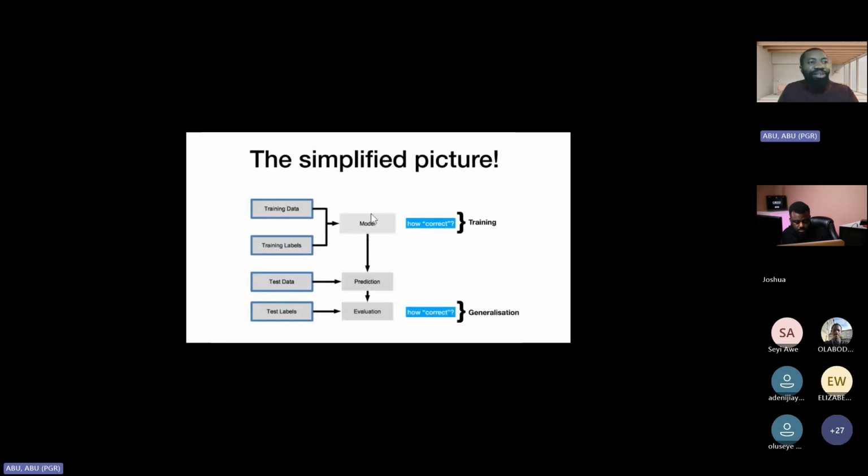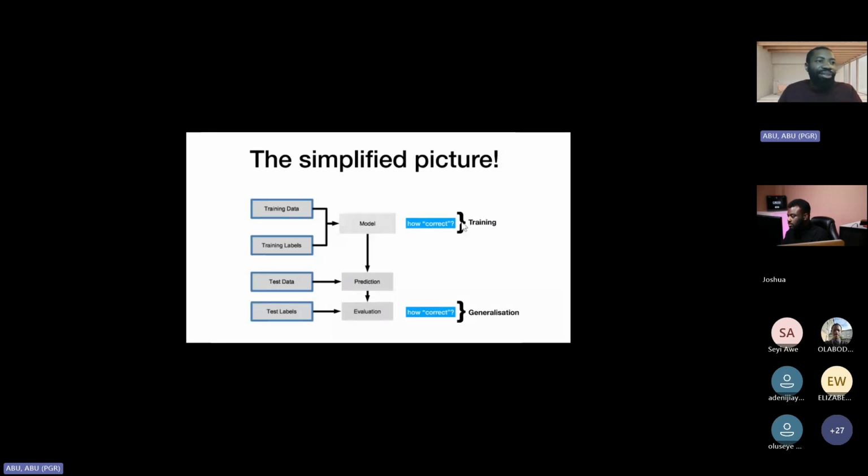So the simplified picture of machine learning: you have your training sets or training data. You have your training labels, which are the outputs. So you have the inputs and the outputs, and then you feed that into the model. If the model is able to learn from that input and output, we say that the model has trained.